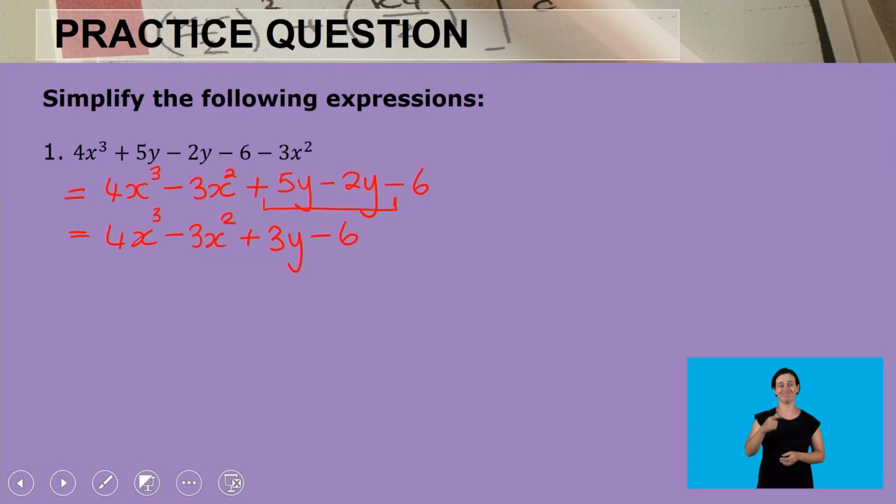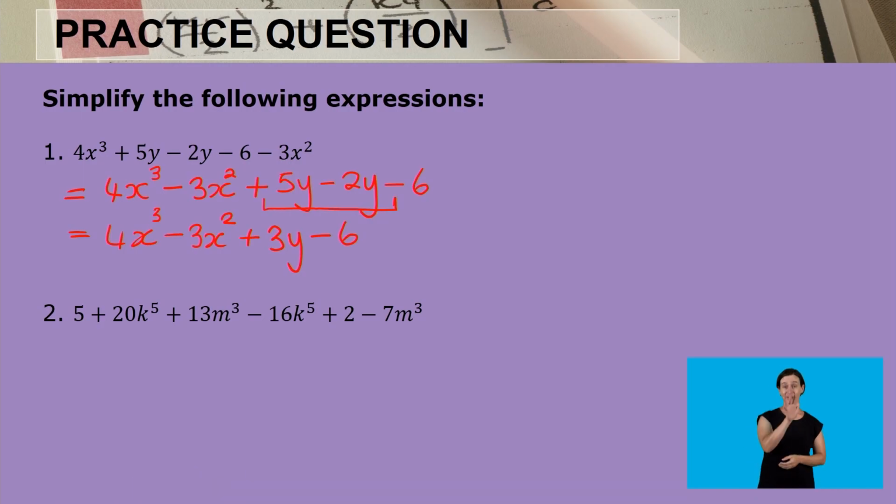Let's move over to the next question. Now, the next question there, we've been given an expression. Again, 5 plus a 20k exponent 5 plus a 13m cubed minus a 16k exponent 5 plus 2 minus 7m cubed. Let's try and write the ones that are like terms together so that it can be easier for us to simplify these expressions. So we have 20k exponent 5. Do we have anything that has a variable of k and an exponent 5? Yes, we do. We have that minus 16k exponent 5.